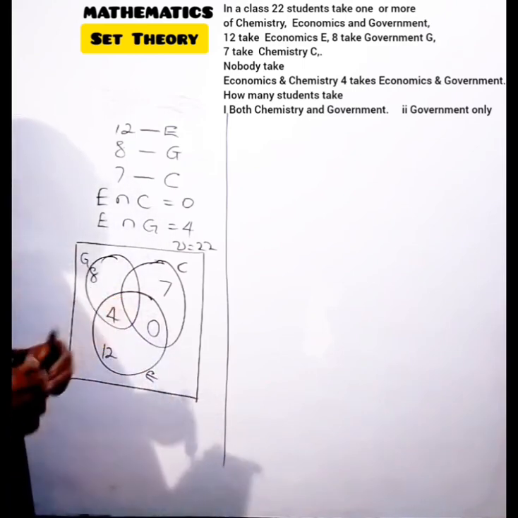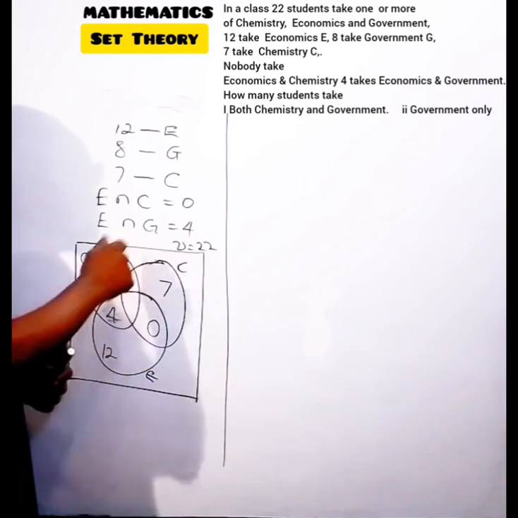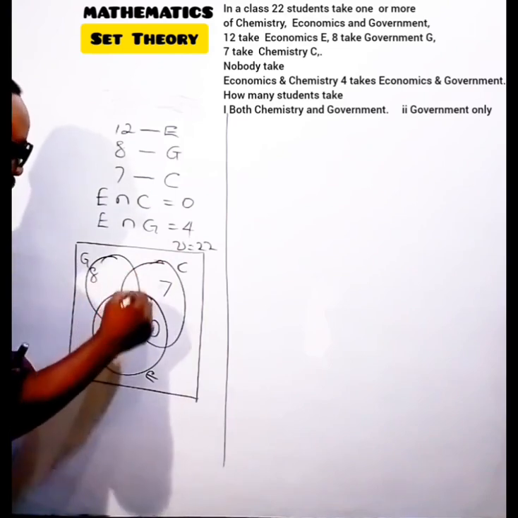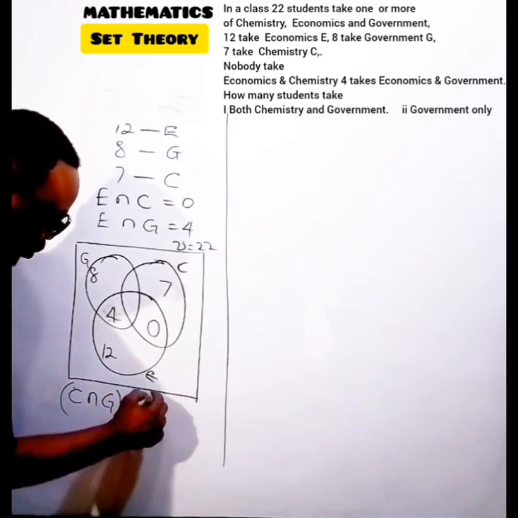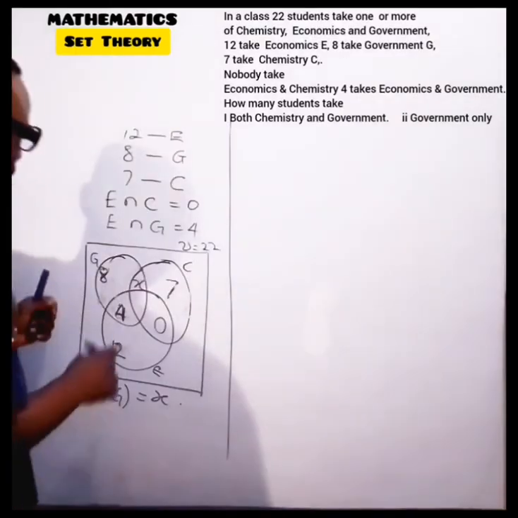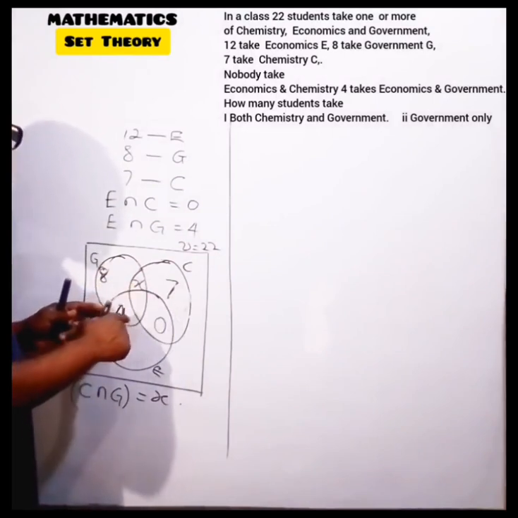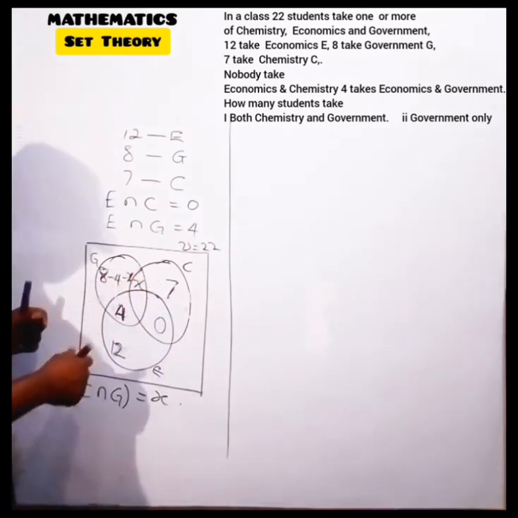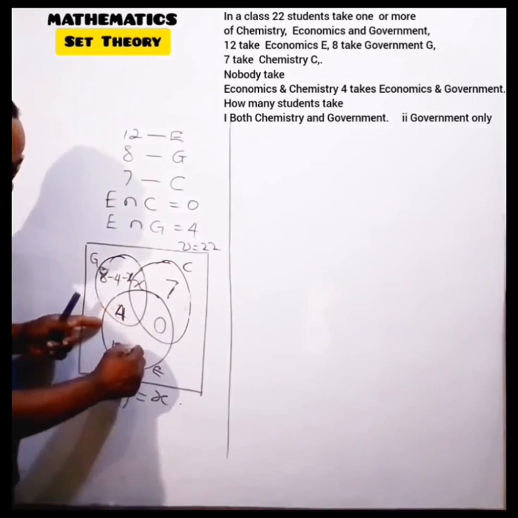Now we are asked to find those that take both government and chemistry. Chemistry and government, the same thing. So chemistry intersection government, let it be equal to x. Let's represent that particular part by x. The value for this place will be, you subtract this intersection value from it: 8 minus 4 minus x. Those are the values in the intersection. This place will be 12 minus 4.